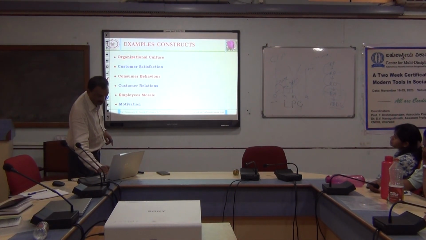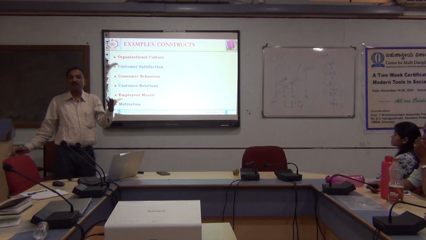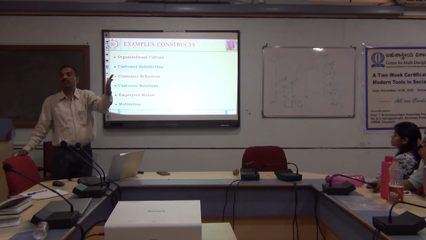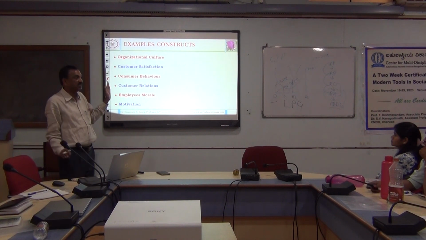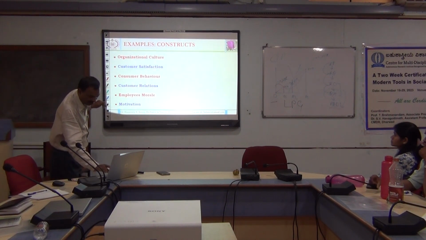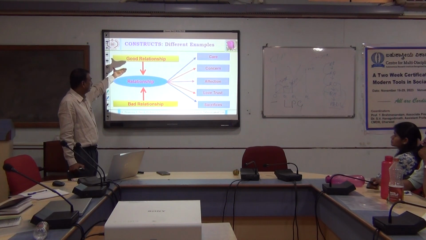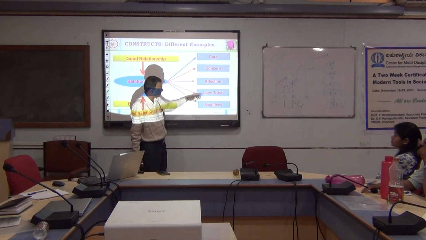Then comes another example, organizational culture. We say there are many organizations. Infosys always stands best, Tata stands best, but some companies, Chinese, we don't trust. Chinese we don't trust because Chinese don't have the culture. One more example of a construct: a good relationship or bad relationship depends upon care, concern, affection, love and trust.